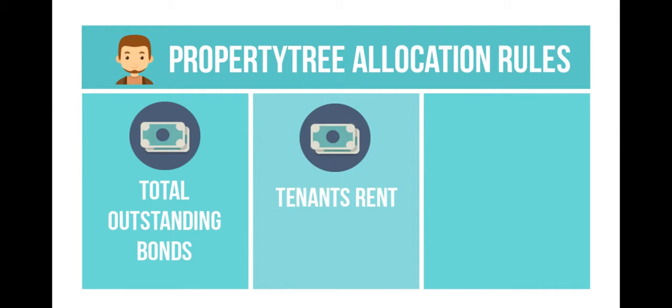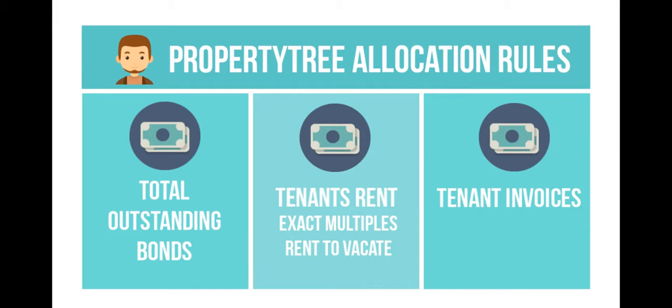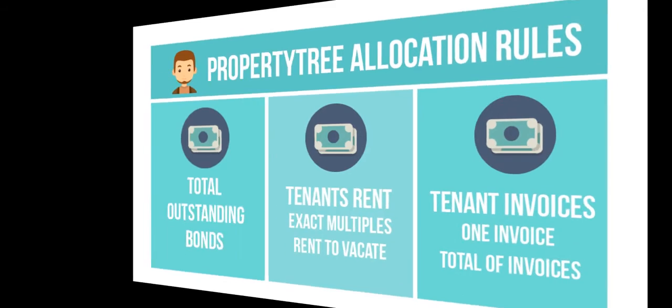Next, PropertyTree will look to match the tenant's rent. PropertyTree looks for multiples of the tenant's rent up to 4 rent periods, or the rent to vacate amount. Lastly, PropertyTree looks to match and receipt to outstanding invoice amounts. It will look to match to one invoice or the total of all outstanding invoices. If there are multiple invoices for the same amount, it will receipt to the oldest invoice. It will not look to match a combination of invoices.